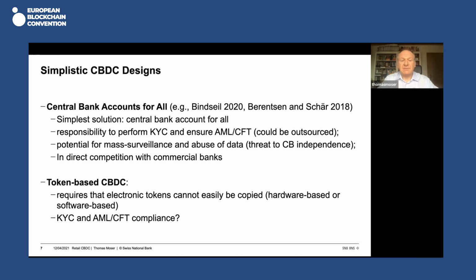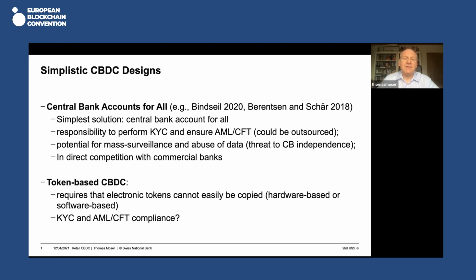Now, the other way to do it would be a token-based CBDC. Now, the problem, if you have really a purely token-based system, is that given that it's a digital token, you have to somehow ensure that this token cannot be easily copied. And that is something that is almost impossible to do. There are hardware-based solutions, but you can tamper with the hardware. And this is the double spending problem. That's very difficult to solve in a token-based system.